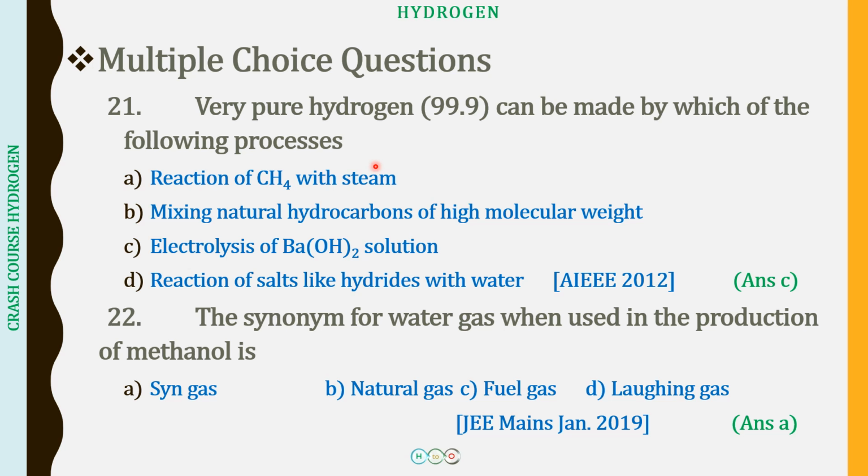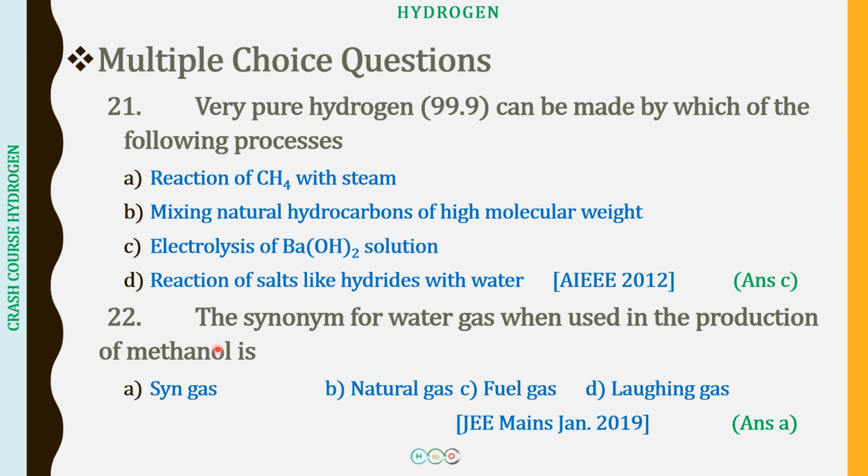Rather than steam, with methane, we can also use red hot coke, and that process is called coal gasification. Okay, so this is as far as the A choice is concerned. We are producing hydrogen on the industrial level, the maximum percentage coming by this reaction, but not getting very pure hydrogen over here. So the correct choice is going to be the C choice.